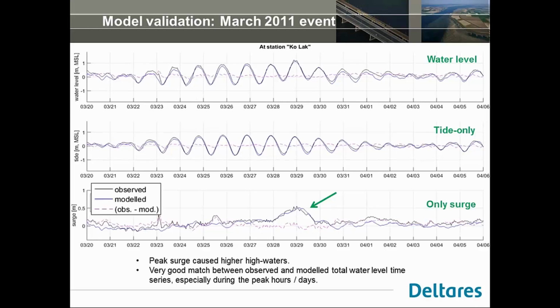Well, that was for total RMSE, and now I have a few slides showing time series. This is a big surge event at the end of March 2011. This is at the same station, Colac, but we divide it in 3 panels. On top is the total water level, in the middle we have tide only, and in the bottom we have only the surge. And in all plots, the black line is observed, the blue line is modeled, and the dashed pink line is the difference.